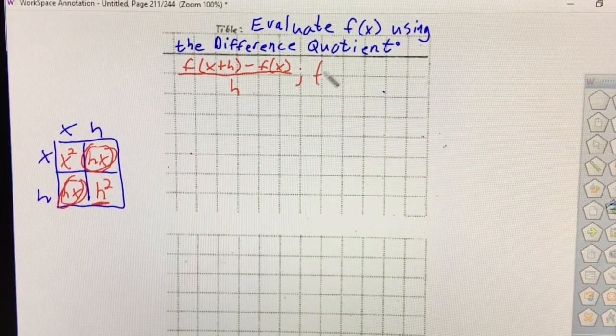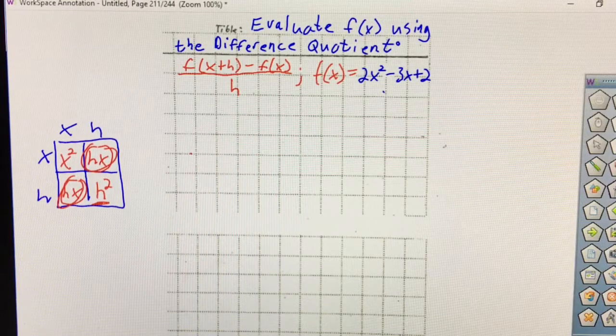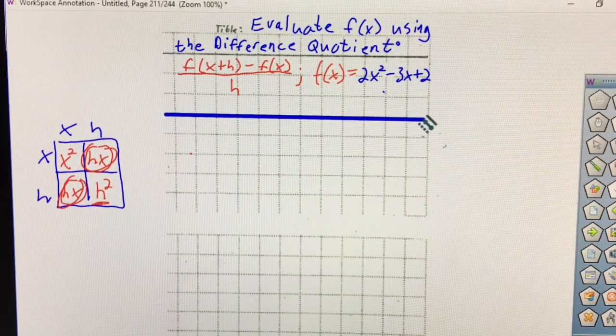And I need a function to evaluate using this difference quotient. The function I'm going to use in this case is just 2x squared minus 3x plus 2. And I'm going to evaluate this function using the thing called the difference quotient. There's a lot more implications to this in higher level math, but right now all we're doing basically is an algebraic exercise. So I draw my big division bar.